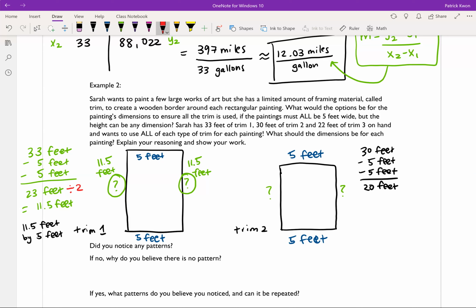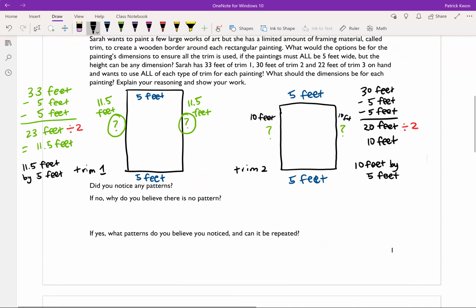And then if I were to divide that by 2, that would be 10 feet. All right, so for trim 2 and for that painting, our dimensions are going to be 10 feet by 5 feet. I'm going to go ahead and let you do the last one.